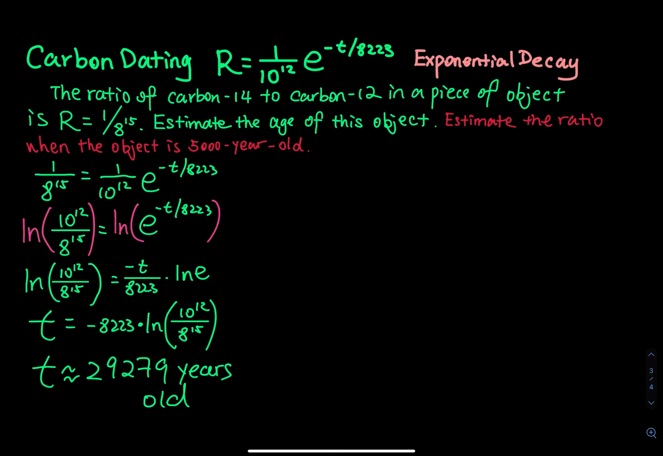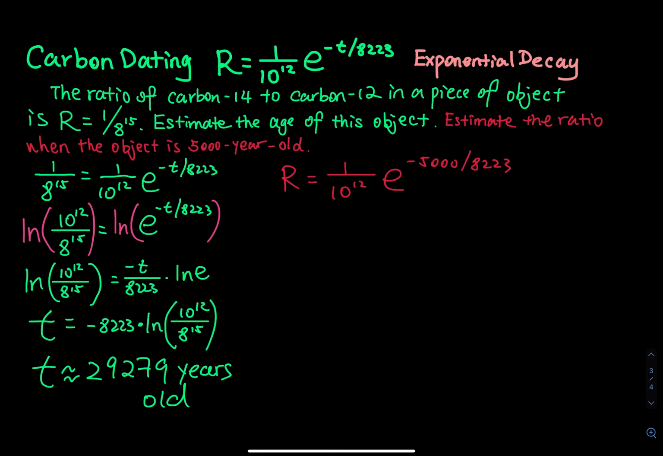So you found an object, and that is the ratio in that object, and using the carbon dating model, I estimate that the object is that many years old. In this one you have a ratio and solve for time. The next question is, how about when you have the time and you find the ratio? That one is way easier. You just plug in t equals 5,000. So R equals 1 over 10 to the 12 times e to the negative 5,000 divided by 8223, and you approximate this using a calculator.